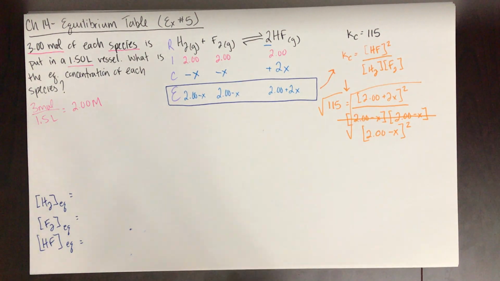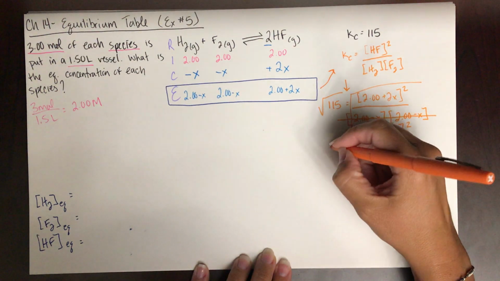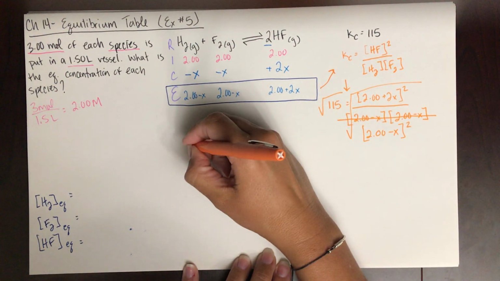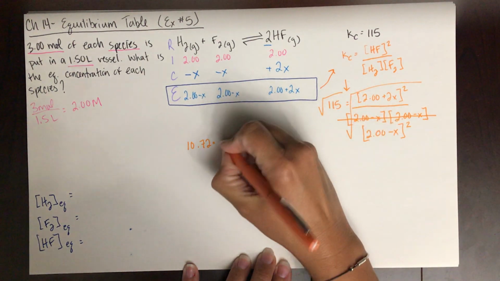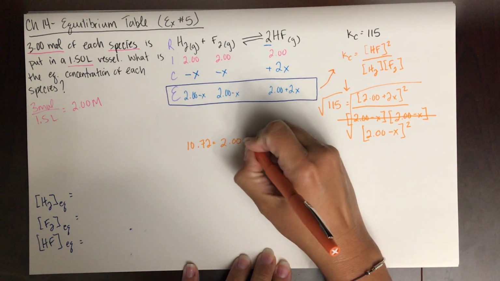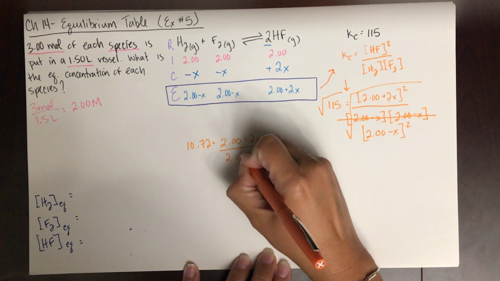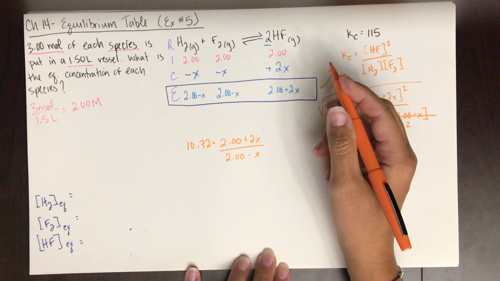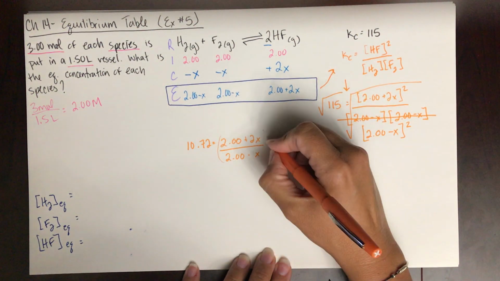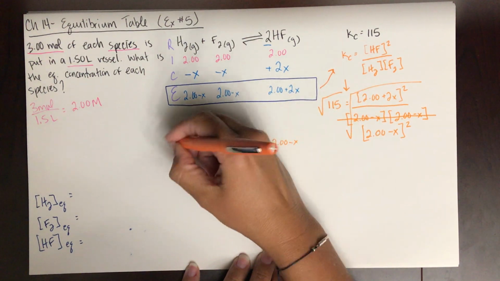When I take the square root of 115, I get 10.72 equals 2.00 plus 2x over 2.00 minus x. So now I'm going to multiply both sides by 2.00 minus x.